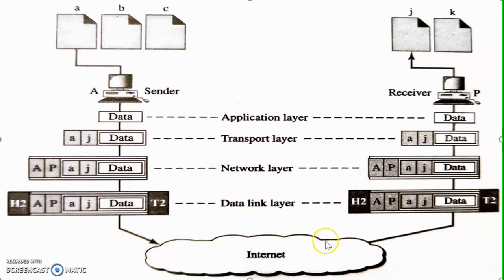Once the data reaches the data link layer of the receiving computer, the headers will be checked, that is the MAC address will be checked. So if the MAC address mentioned in the frame matches with that of the receiver's MAC address, then the headers and the trailers will be removed and then it will be passed to the network layer.